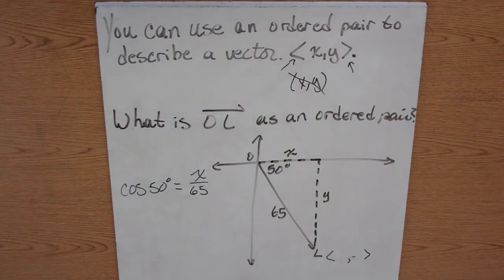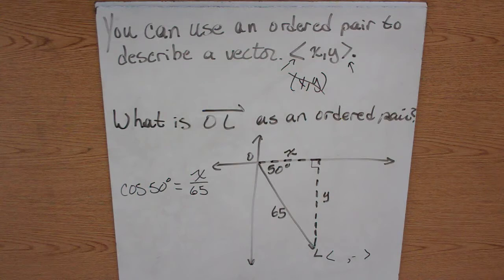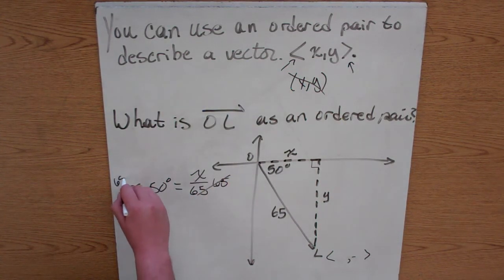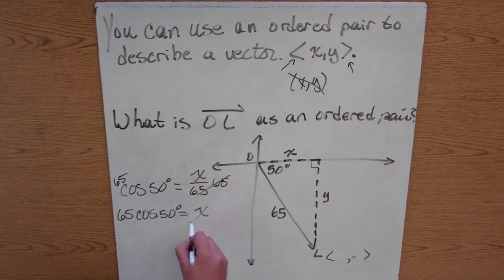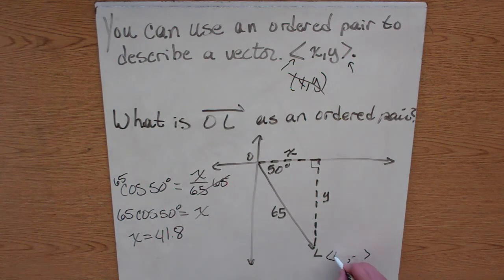If you notice here, the length or magnitude of our vector is the hypotenuse of our triangle, because this makes a right triangle. Alright, so to solve this, you're going to multiply both sides by 65. So 65 times the cosine of 50 degrees is going to equal x. So punch this into your calculator. 65 times the cosine of 50 is 41.8. So that is our x value, 41.8.